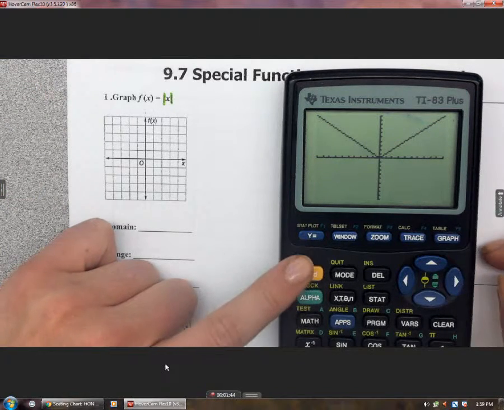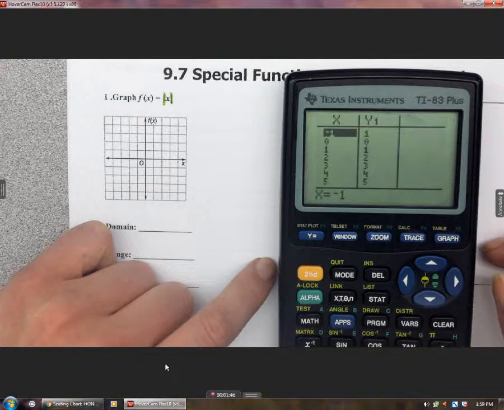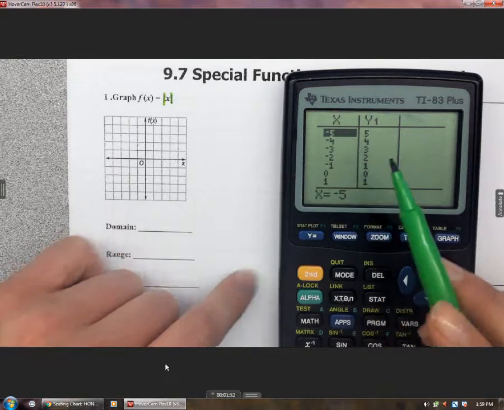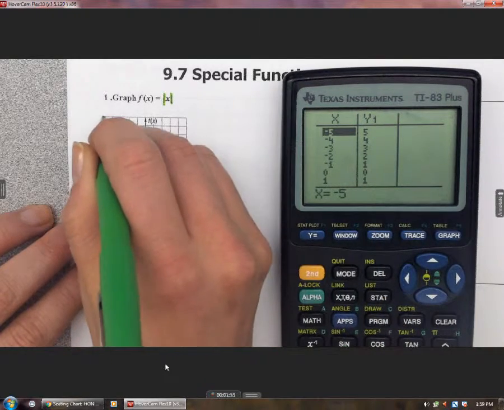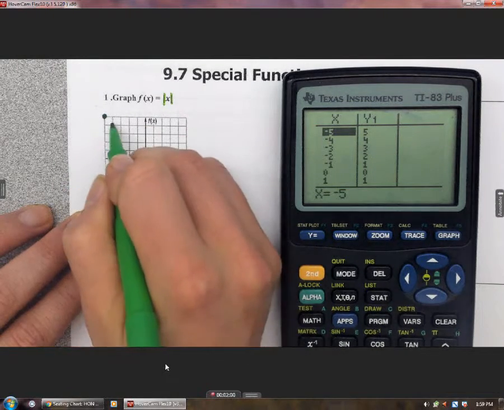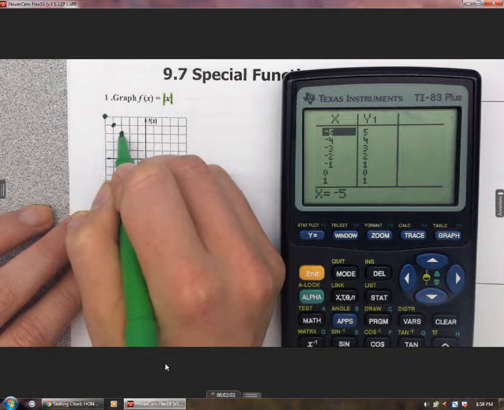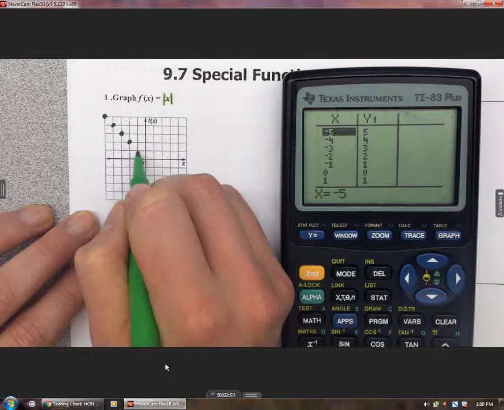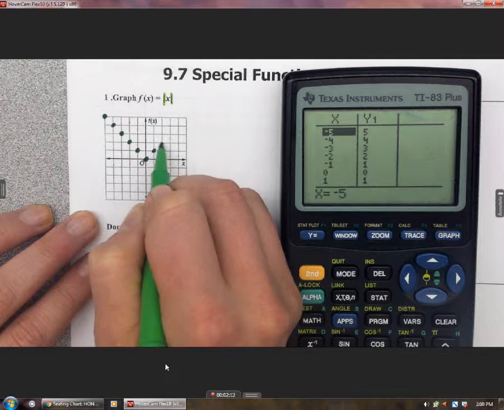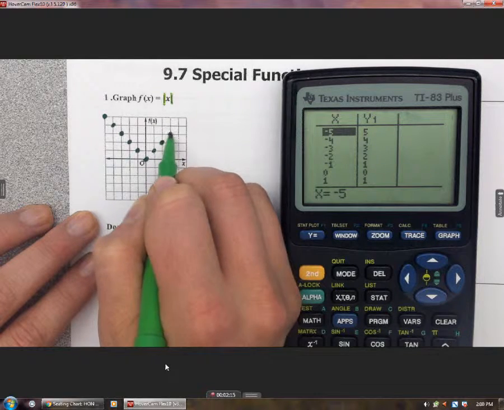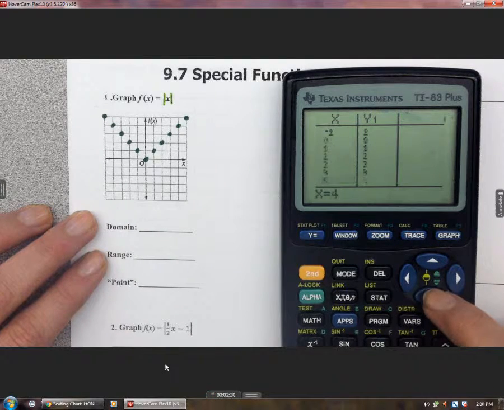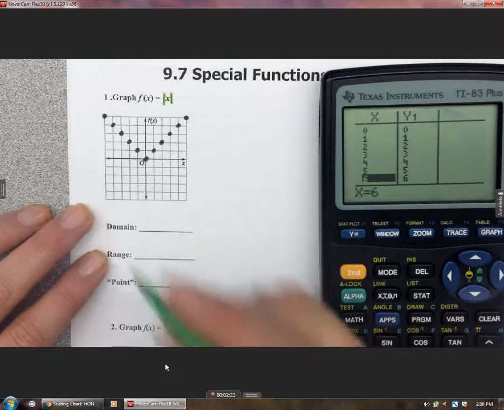In order to graph them, we can go to the table, second table. I'm going to start over here at -5, 5, -4, 4, -3, 3, -2, 2, -1, 1, 0, 0, 1, 1, 2, 2, 3, 3, 4, 4, 5, 5. That's all just coming right from the table. So they make a V shape.